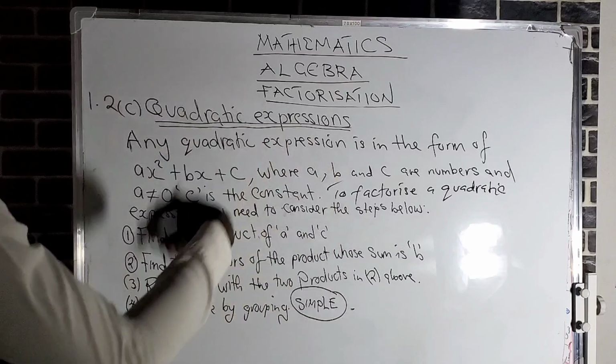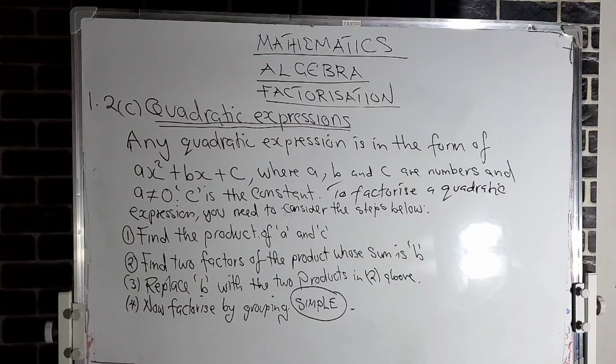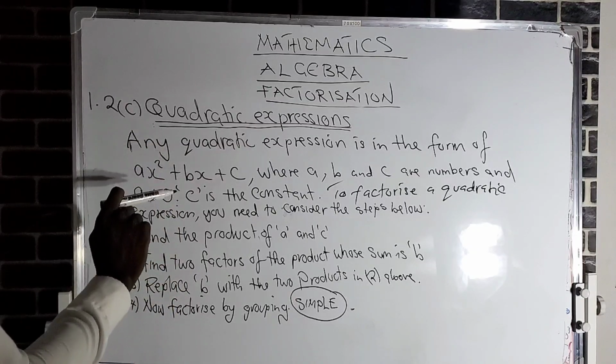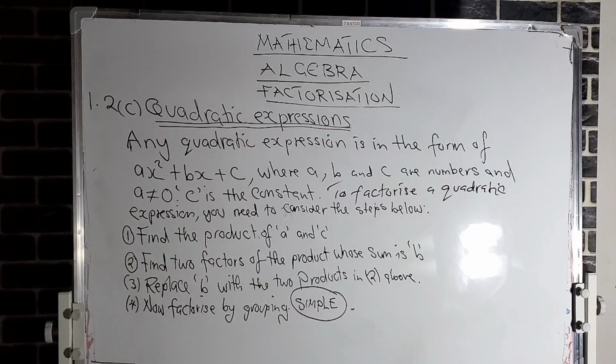We are still looking at algebra. So this is the third type of factorization. We looked at factorizing by common factor, factorizing by grouping. Now this is C, which is factorizing quadratic expressions. Okay, not quadratic equations, but just expressions.